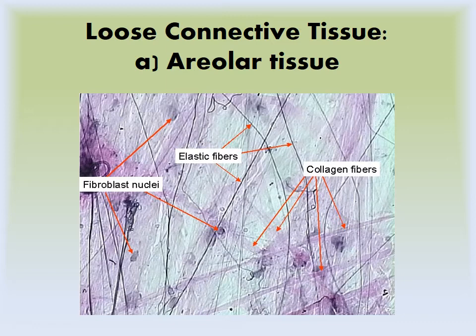This is a picture here of loose areolar connective tissue, and you can see the fibroblast, which is the very immature cell that makes up these tissues. You can see the nuclei within these fibroblasts. These little strands of what looks like hair are actually elastic fibers, and then you can see thicker strands going down here, and these are collagen fibers. And that's what areolar tissue looks like microscopically.